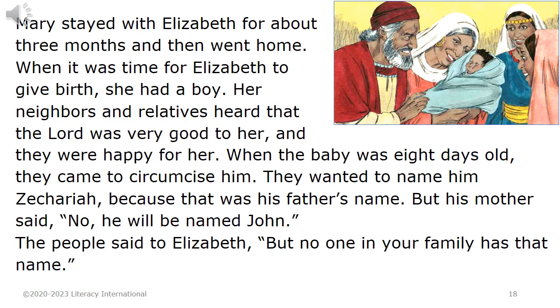When it was time for Elizabeth to give birth, she had a boy. Her neighbors and relatives heard that the Lord was very good to her, and they were happy for her. When the baby was 8 days old, they came to circumcise him. They wanted to name him Zechariah, because that was his father's name. But his mother said, "No, he will be named John." The people said to Elizabeth, "But no one in your family has that name."